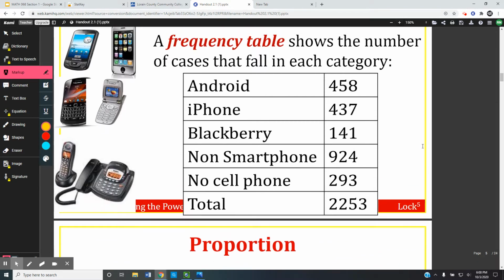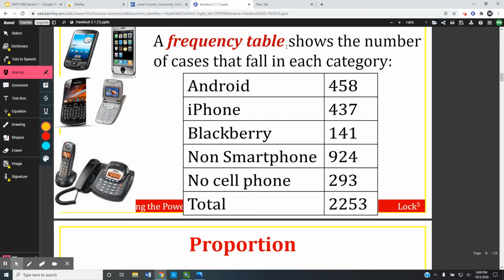A frequency table simply shows a type of category, so a single category, and the tally number, or the number of values, for each one. So Android was 458, BlackBerry was 141, and no cell phone was 293. The total of all was 2253.